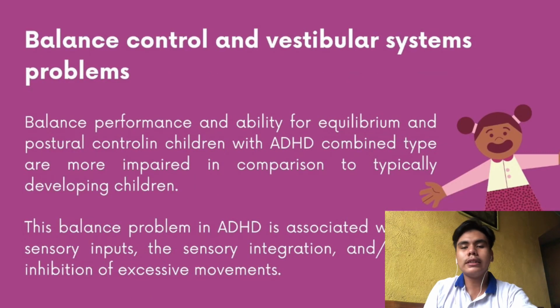Control and vestibular systems. There are very few reports about balance problems in ADHD. Balance performance and ability for equilibrium and postural control in children with ADHD combined type are more impaired in comparison to typically developing children. More than one third of the children with ADHD have poor balance and coordination. Children with combined type ADHD without learning disorder do not usually benefit from vestibular stimulation. More studies considering covariant factors are required to reach a firm conclusion.